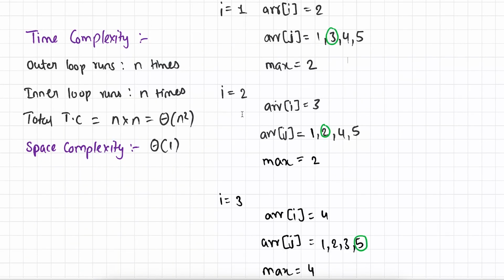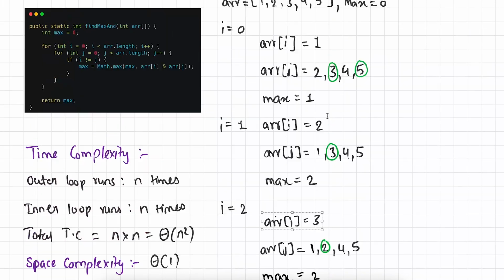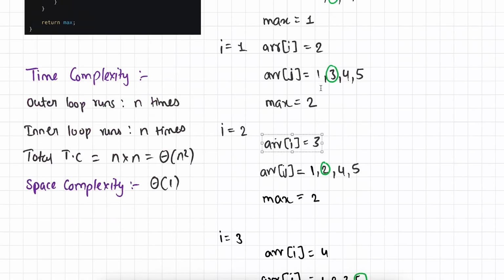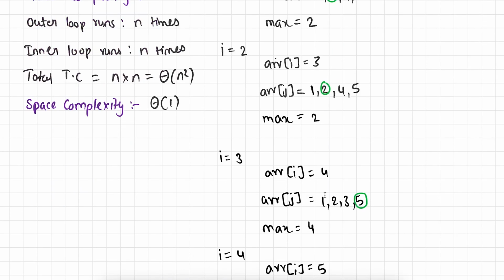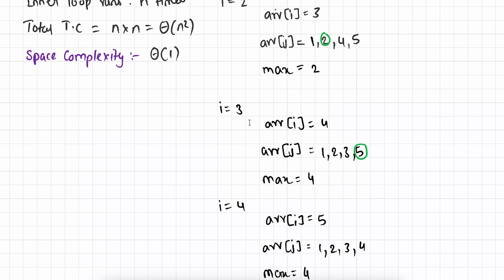When i is equal to 2, arr[i] is equal to 3. It means the second element is 3, and it's going to find bitwise AND with the other elements. This time we get 2 if we do bitwise AND of 3 and 2, so our max remains as it is. In the next iteration, i becomes 3, arr[i] is equal to 4 and this arr[i] is going to check bitwise AND with all the other remaining numbers, which are 1, 2, 3 and 5.